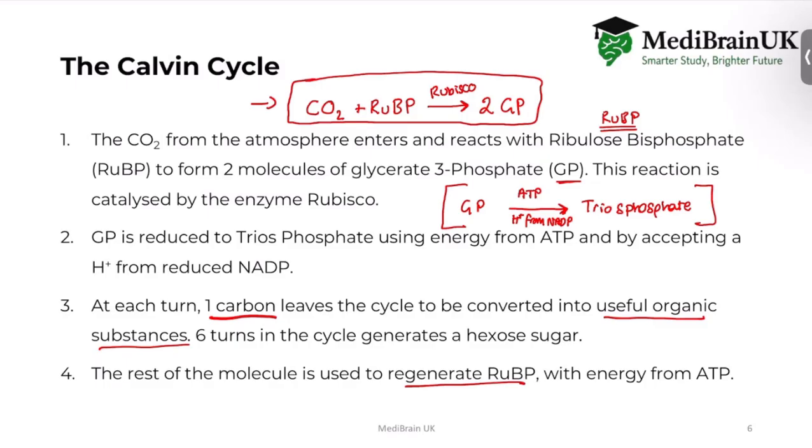Okay. So additional key information, that's what we're going to move on to now. We've looked at the Calvin cycle. Again, there are some key points that you need to be aware of, and that's what we're going to be looking at now.